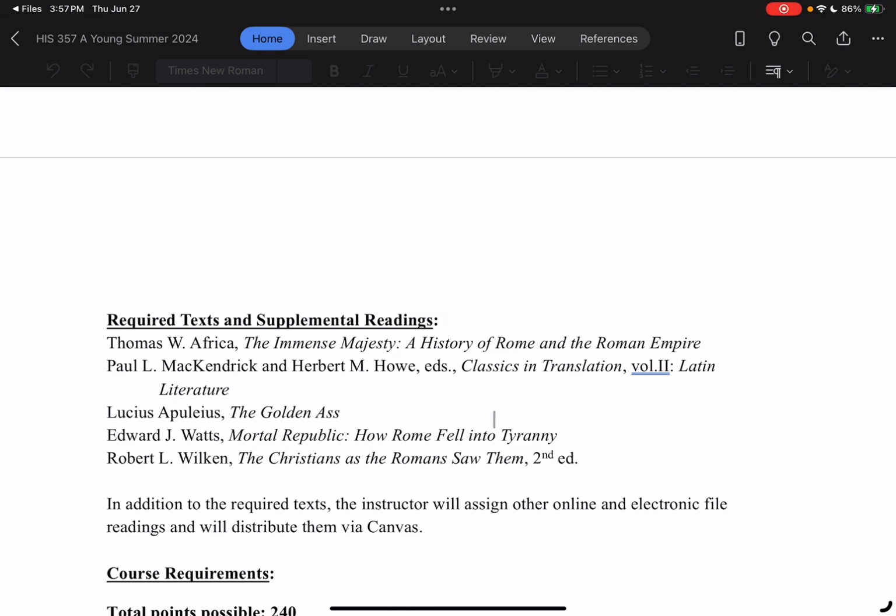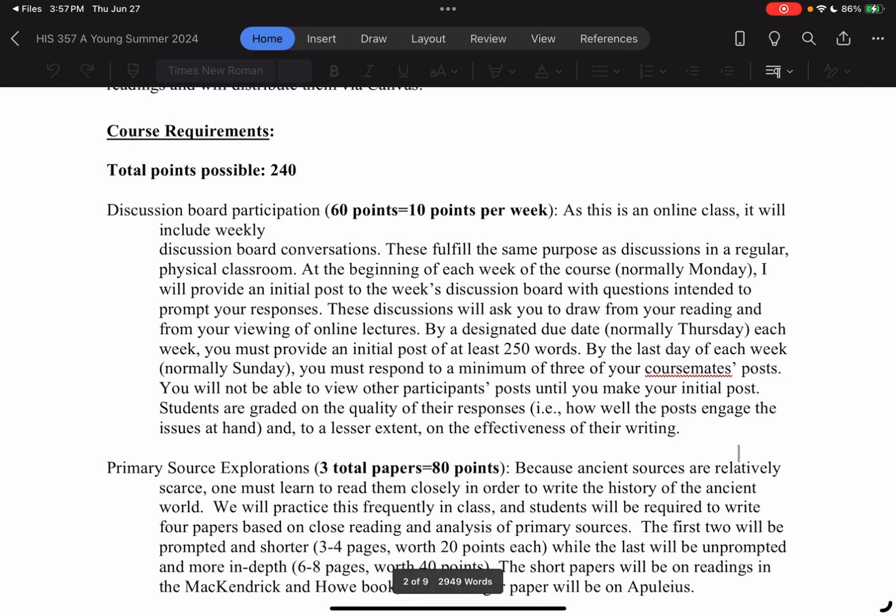Anyway, these are things that we will read, and you'll have to write book reviews on. Okay.